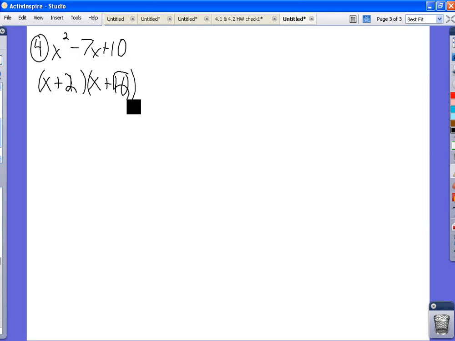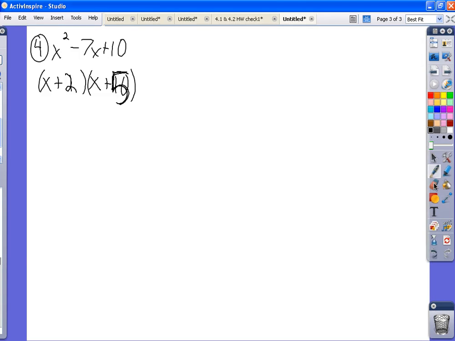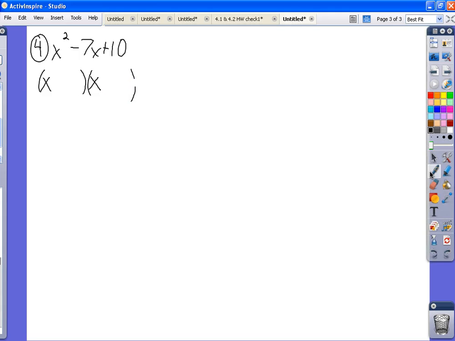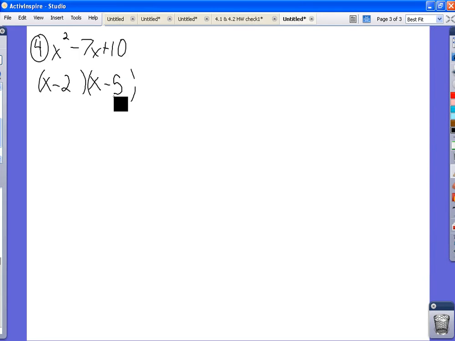Does that work? So 2 and 5 don't work because what happens? You won't get negative 7. You get positive 7. So if you multiply a negative 2 by a negative 5, is that it? Is that the factored form? Does that do it? How can I check and see if it is?